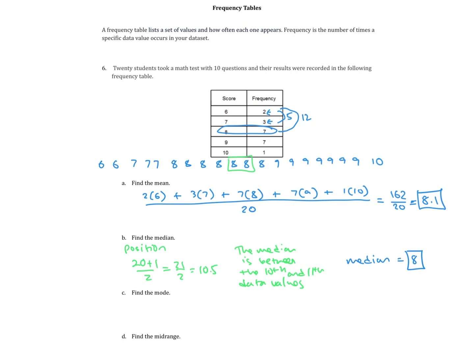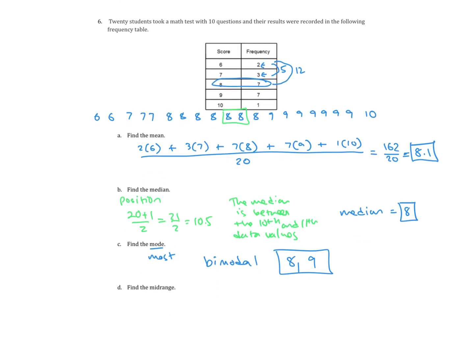Now let's do the mode. The mode is the number that shows up the most or repeats the most. Now in this data set, there were 7 8s and 7 9s, so they tied for the mode. We call this bimodal when there are 2 modes. So 8 and 9 are both the mode. And lastly, we're going to find the mid-range. We take our smallest number, which was 6, and our highest, which was 10. We add them together and divide by 2. 16 divided by 2 is 8.